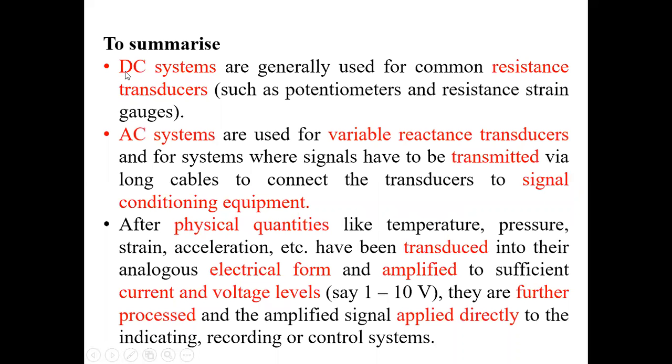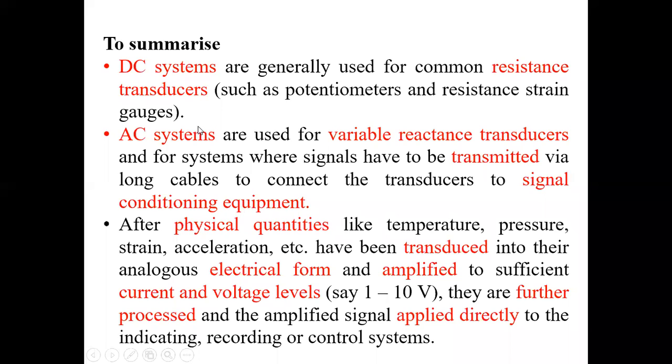So on the whole, we have DC systems and AC systems and the conversion system. DC systems are generally used for common resistance transducers like potentiometers, resistance strain gauges, etc. Similarly, AC systems are used for variable reactance transducers, and for systems where signals have to be transmitted via long cables from the transducer to the signal condition equipment.